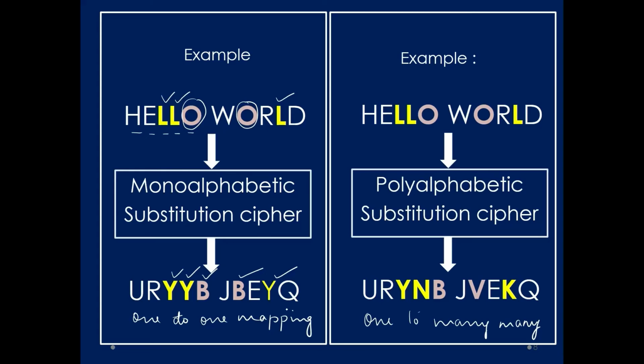In monoalphabetic, every time L occurs, it will be replaced with Y. Every time O occurs, it will be replaced with B. While in polyalphabetic, though L is repetitive, every time it occurs, it won't be replaced by the same letter. It will be replaced by different letters so that you confuse the attacker. Your attacker can easily find out that okay, Y is repetitive, so there are many Y's used, and hence there is some letter which has been used very often.